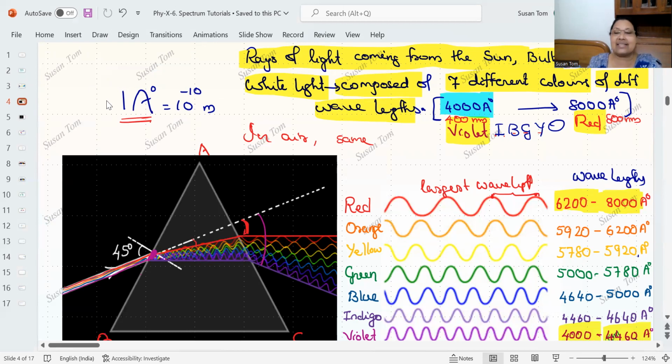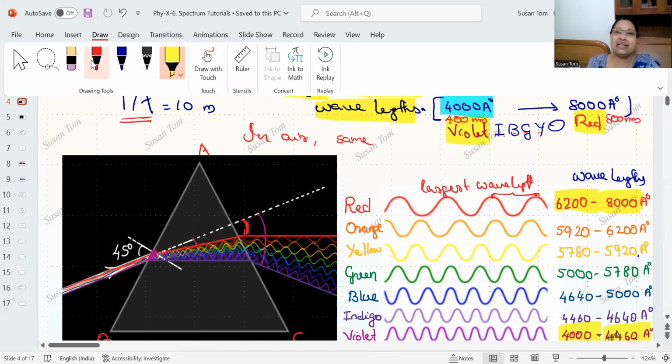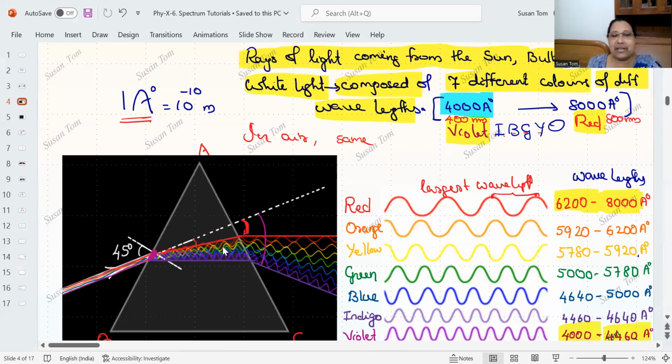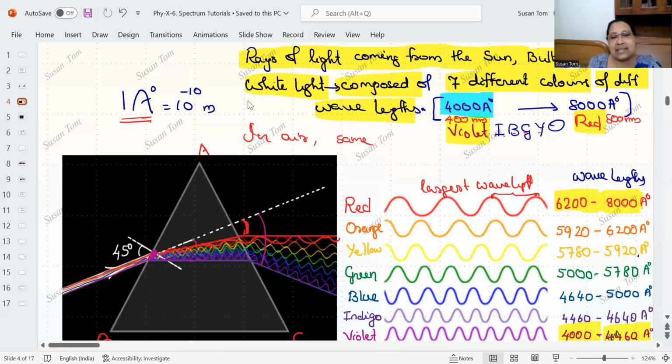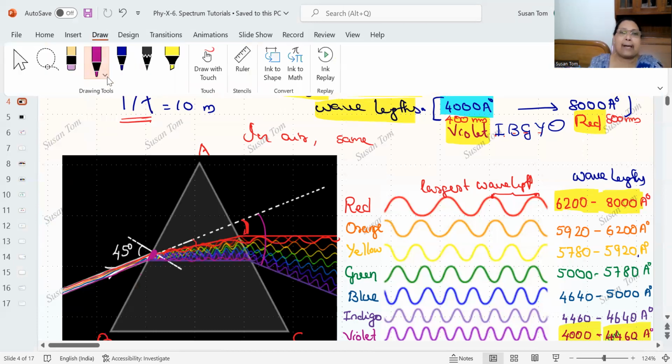So violet, since it has a lower wavelength, will move with a smaller speed, while red, with a larger wavelength, will move with a larger speed. So red color will move in this way with a larger speed, while violet color will move with a smaller speed, and hence it will bend more towards the normal. More towards the normal means from the actual path it is deviating more.